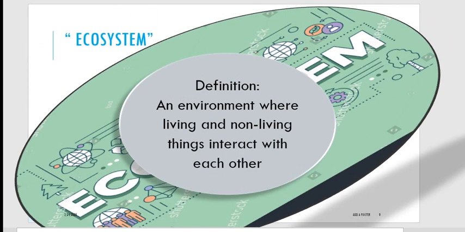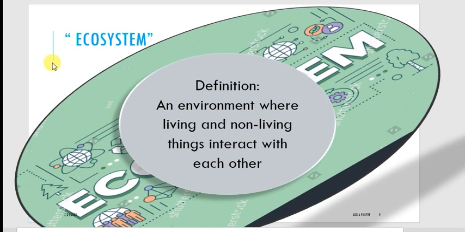Ecosystem. This is a very important word. It's a very common word when we are talking about vocabulary related to ecology or the environment in general. You will always encounter this word, ecosystem. So, a definition: an ecosystem is an environment where living and non-living things interact with each other. So, they don't just sit there.